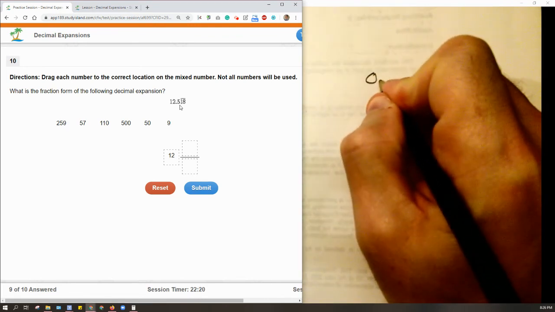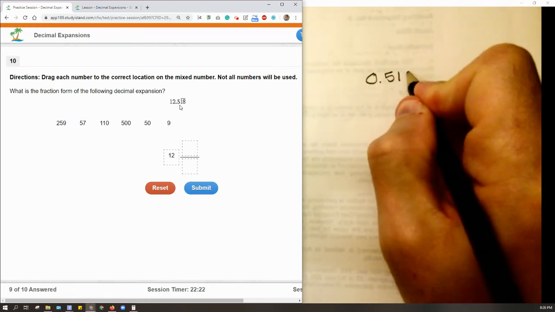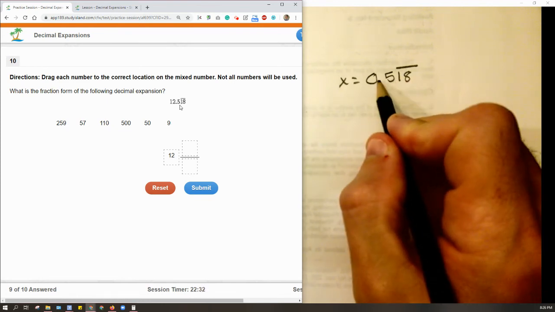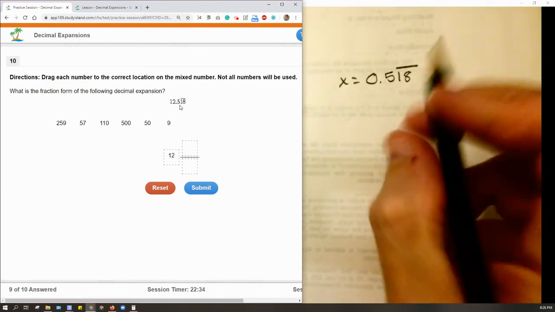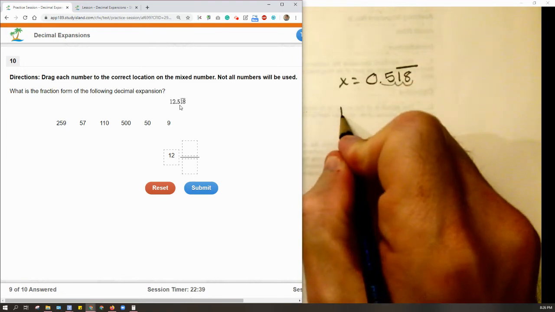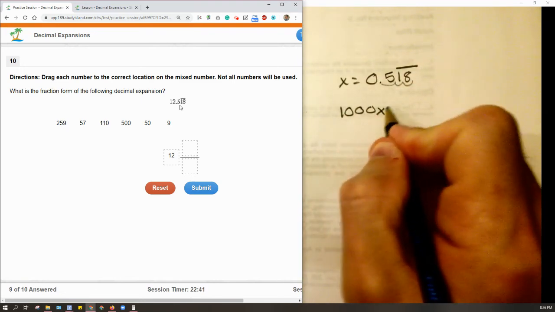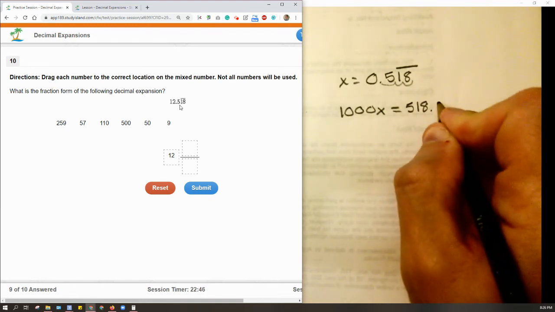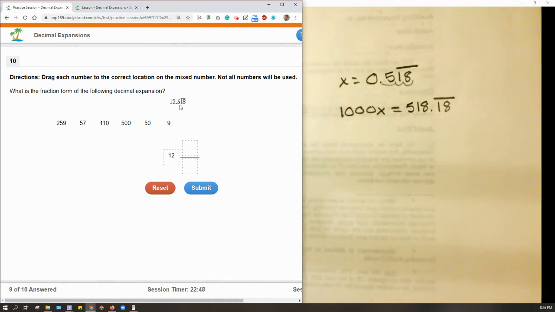Let's use our little strategy to convert that 0.518 repeating. Here's how that works. If I call 0.5, 18 repeating, equal to x, the strategy is to put the decimal behind the repeating section, put the decimal in front of the repeating section, and subtract. Start with putting it behind it. That is moving it 3 spaces. So 1,000 times x is equal to 518.18 repeating.